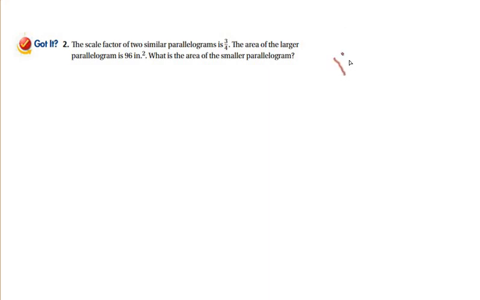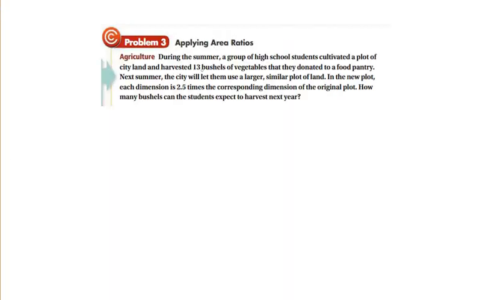This is a homework for you. It's the same idea of the previous problem. This is problem 3. During the summer, a group of high school students cultivated a plot of city land and harvested 13 bushels of vegetables that they donated to a food pantry. Next summer, the city will let them use a larger similar plot of land. In the new plot, each dimension is 2.5 times the corresponding dimension of the original plot.